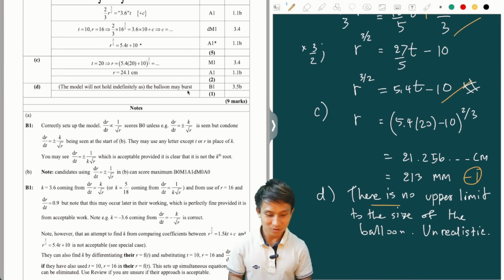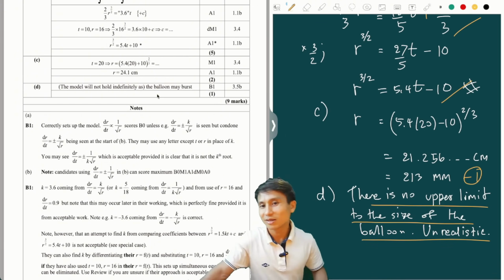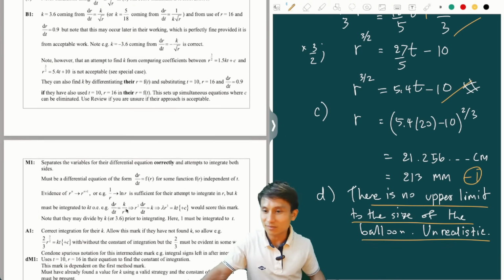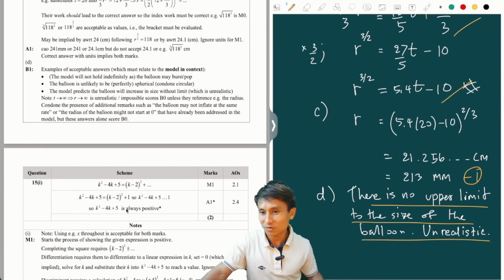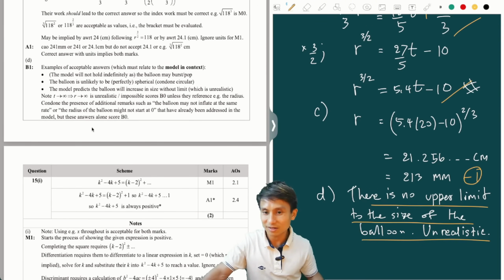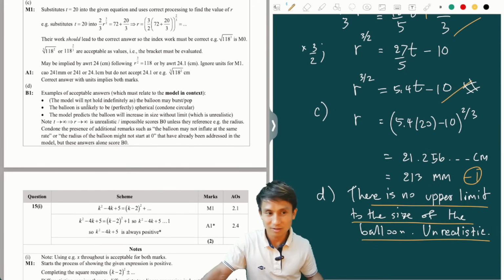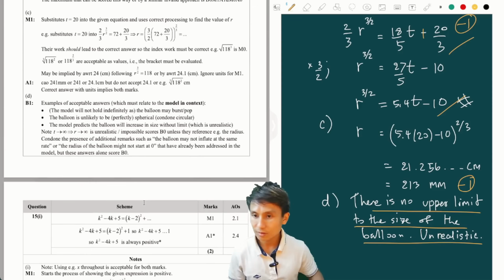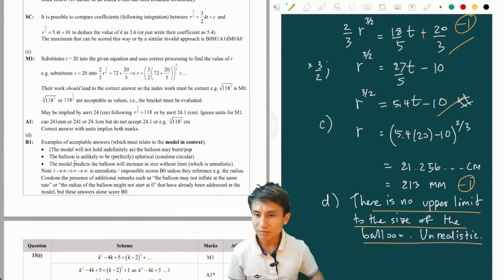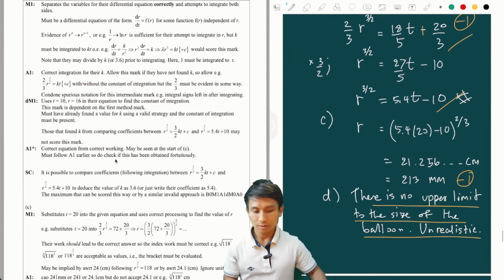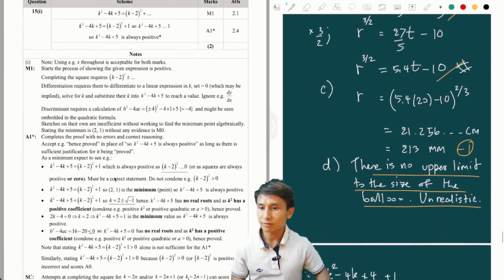Yeah, there is no upper bound limit to the size of the balloon. Unrealistic. Yeah, balloon may burst. I mentioned that, but let's see if what I wrote here is fine. Wait, what? There is a question 15. Model will not hold indefinitely when it is unlikely spherical. Model predicts balloon will increase size without limits. Yeah, okay, I got that, right? Okay, so number 15.